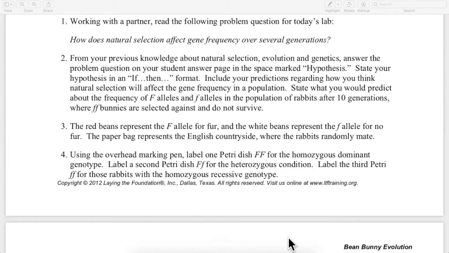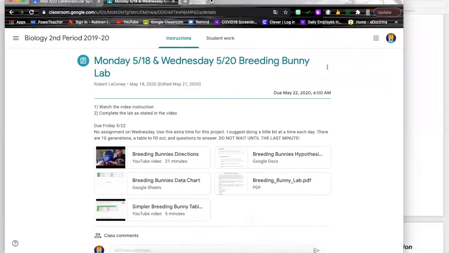That is going to be on a separate page on Google Classroom. This is actually last year's Google Classroom. Pay no attention to the dates.